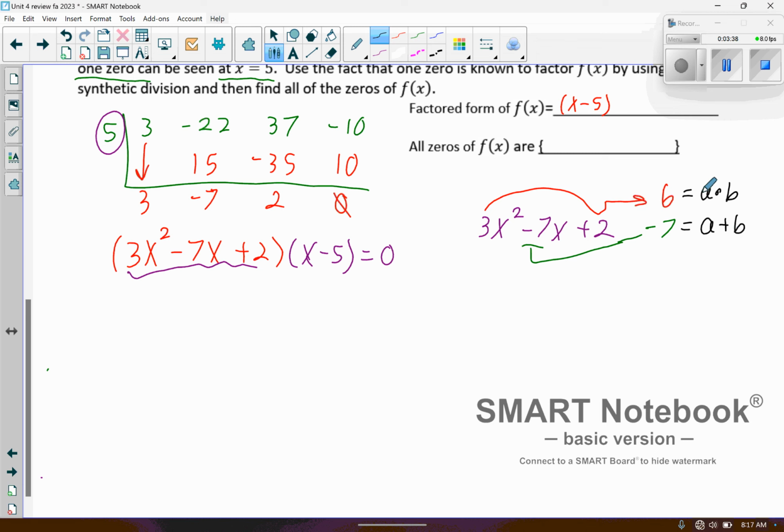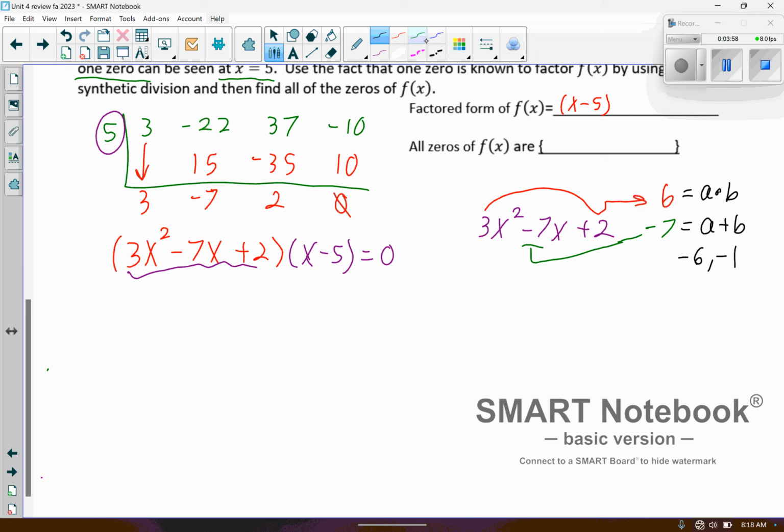So what I know is they both have to be negative, because a negative times a negative gives me a positive, and then two negatives added together add up to a negative. So it's going to be negative 6 and negative 1. If you multiply those together, it's 6. If you add them together, it's negative 7.